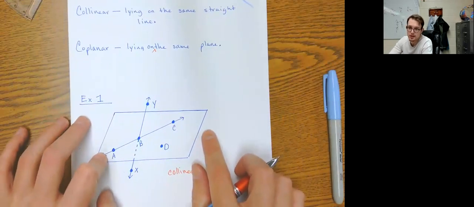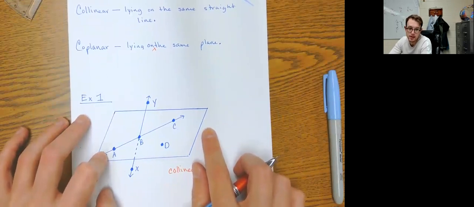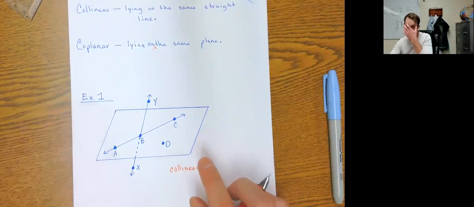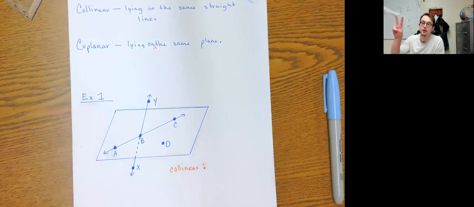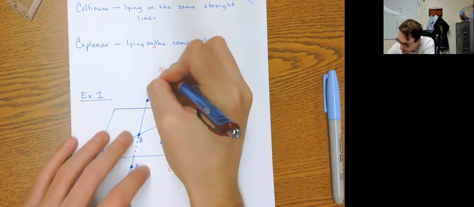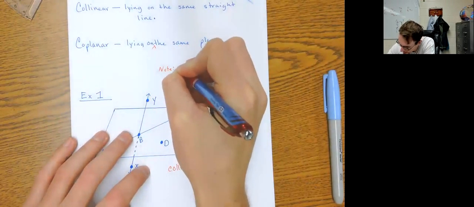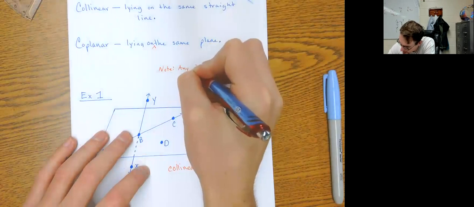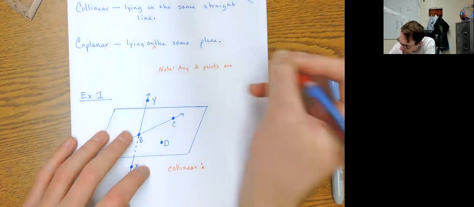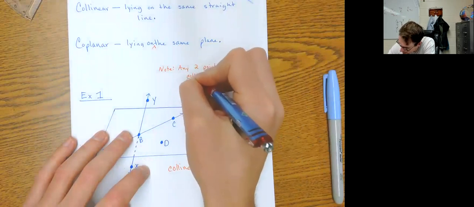So a typical question that I would give my students is name 3 collinear points. The reason why you do 3 collinear points is because any 2 points are collinear. Any 2 points are collinear. So let me actually write that down. Note, any 2 points are collinear.